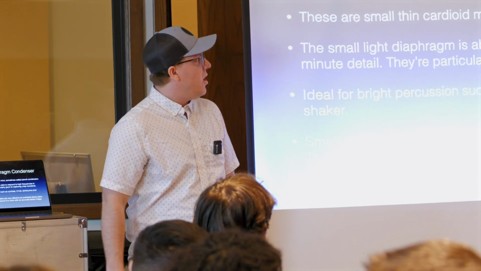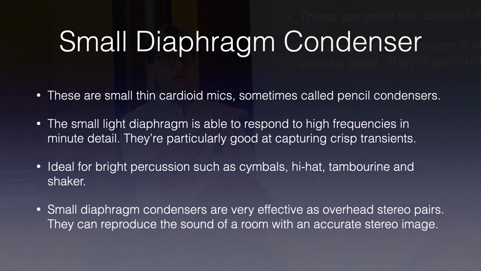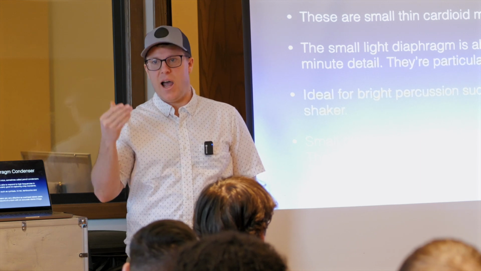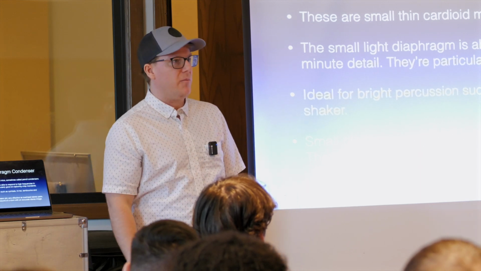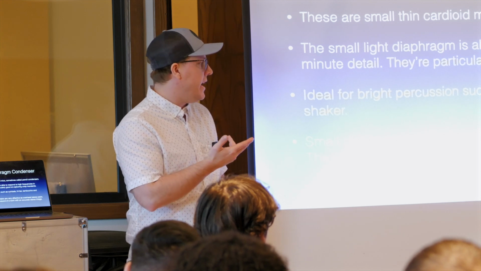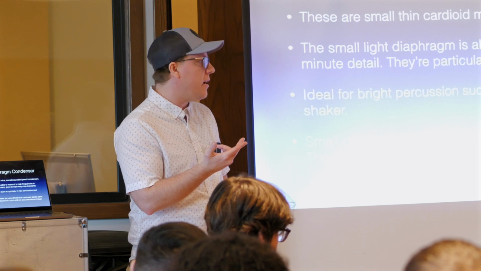Let's move to small diaphragm condensers. Thin cardioid mics, sometimes called pencil condensers, are really good for picking up more high-end frequencies because the diaphragm is smaller. It's going to capture those crispy transients. So we're thinking cymbals, the attack on the cymbals, the shimmer that high-end frequencies have. It's also really good for any sort of percussion instrument. They work really well as a drum overhead pair.